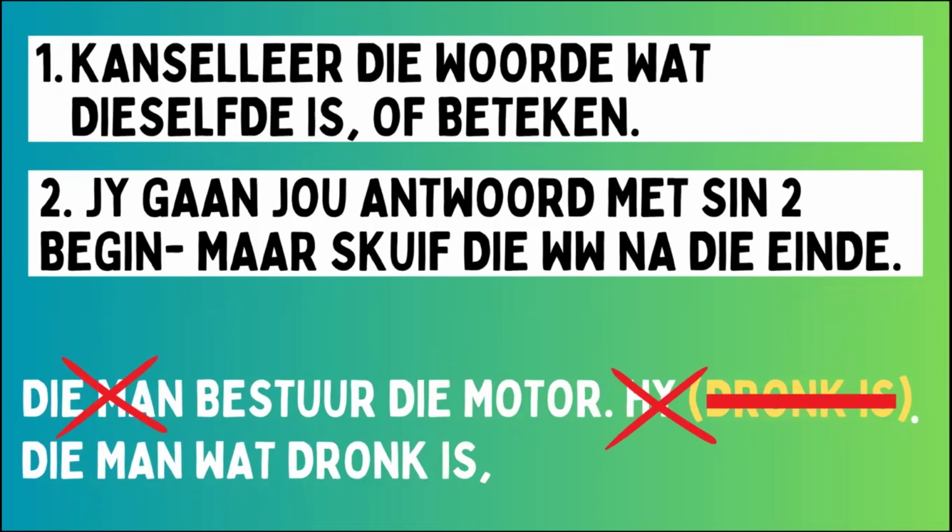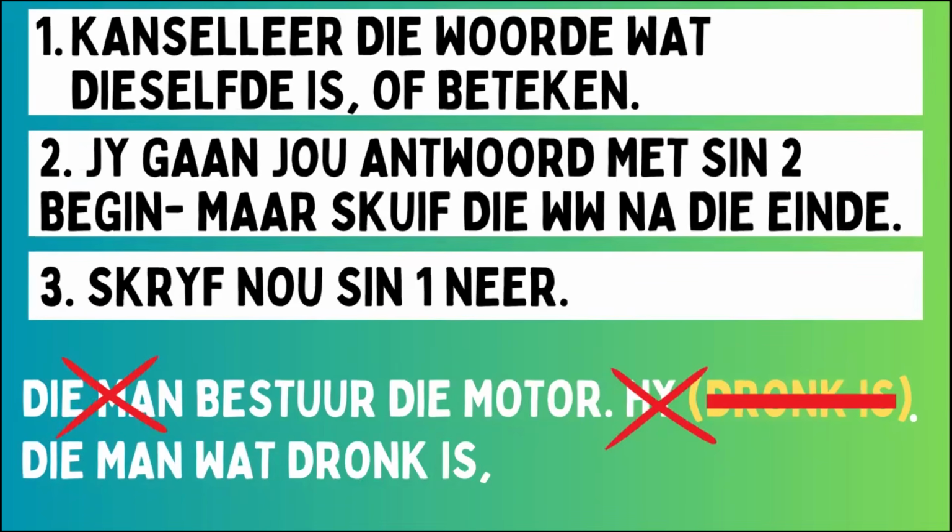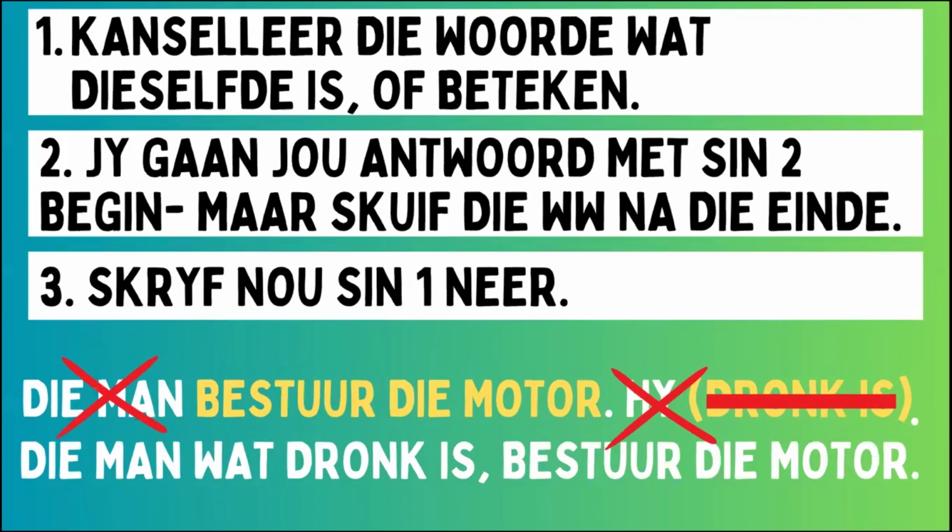Okay, what is the next thing that we're going to do? Skryf nou sin 1 neer. So now we are just after our comma going to copy what is left of sentence 1. And what is left? Bestuur die motor. Okay, and we are just going to put that there. And then our answer is die man wat dronk is, bestuur die motor. And you'll see the rule or the format is always that we end with a verb, which is, then we have a comma, and then we start with a verb again, which is bestuur.